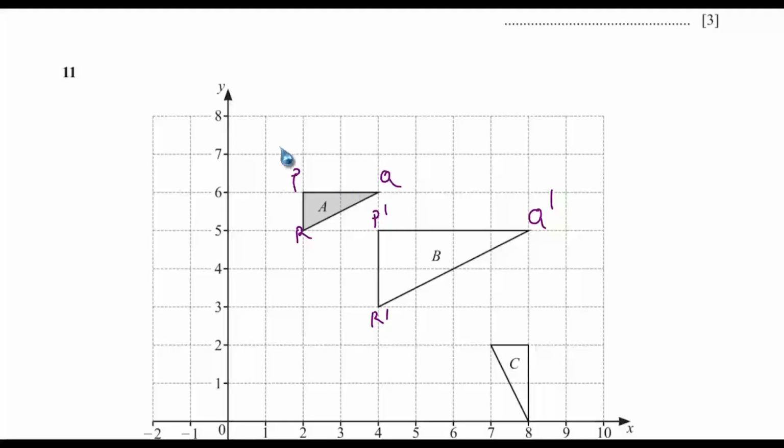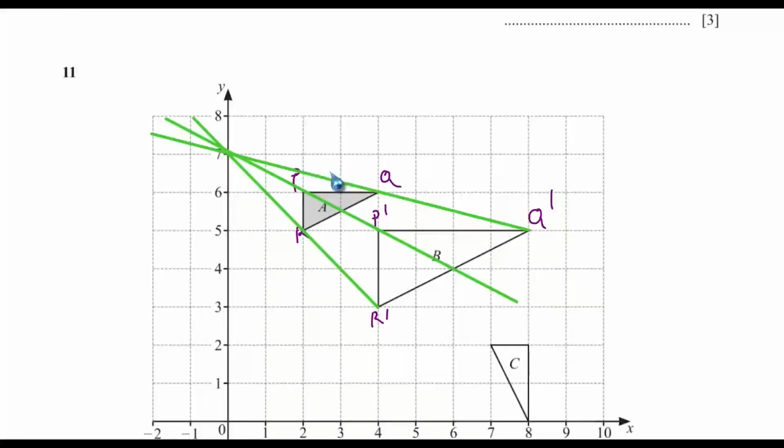So now we need to join P and P prime together, Q and Q prime together, and R and R prime together. Of course, once you join 2 points together, that is sufficient for you to get the point of enlargement. Okay, so let's do that and I'll show you the results. So if you join the corresponding points from the object and the image respectively, you see that they all meet here. So that is x equals 0, y equals 7.